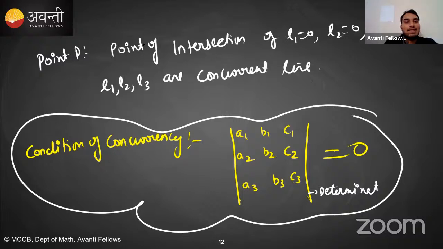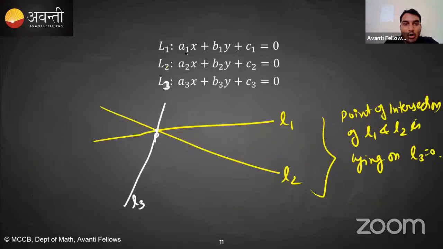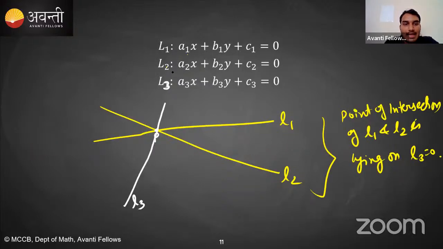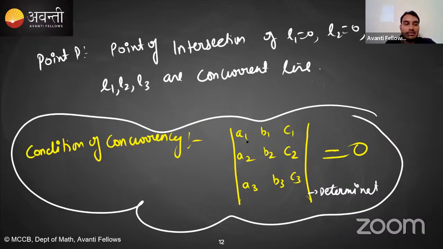So if three lines are concurrent, if you look carefully, this A1, B1, C1 is nothing but the coefficient of line L1: coefficient of x, coefficient of y, constant term. Then A2, B2, C2 is again line L2, and A3, B3, C3 is line L3. If you write the lines like this and take away x and y and the positive signs in between, you are left with the determinant. Yes or no? So this determinant should be 0. So this is the condition of concurrency.